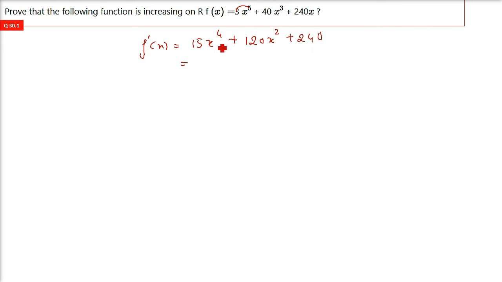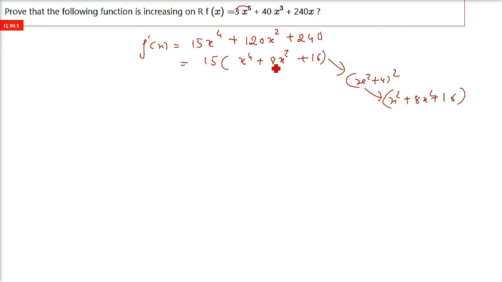Now take 15 common, because I can see 120 and 240 are both divisible by 15. So you can take 15 outside. Inside you will get x^4 plus 8x^2 plus 16. Now if I tell you that this is a square, just take x^2 plus 4 and square it. It will be x^4 plus 16 plus 2 into 4 into x^2. So this is x^4 plus 8x^2 plus 16. So you can write it as (x^2 plus 4) whole square.